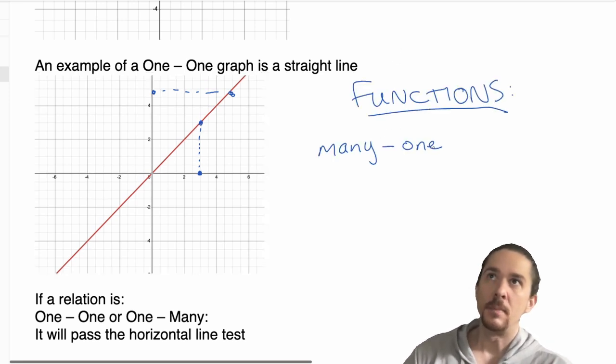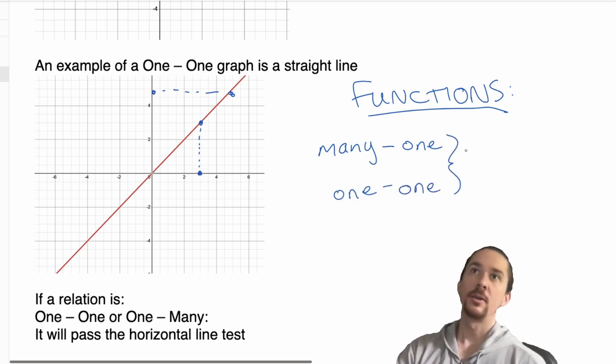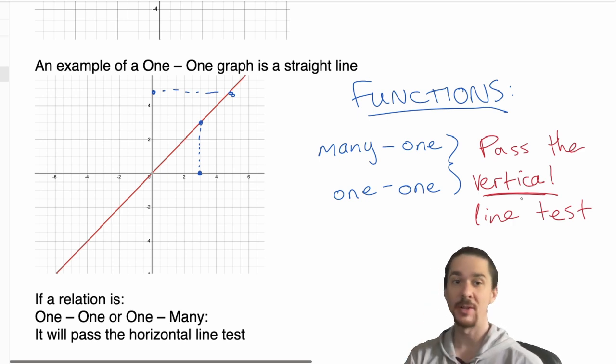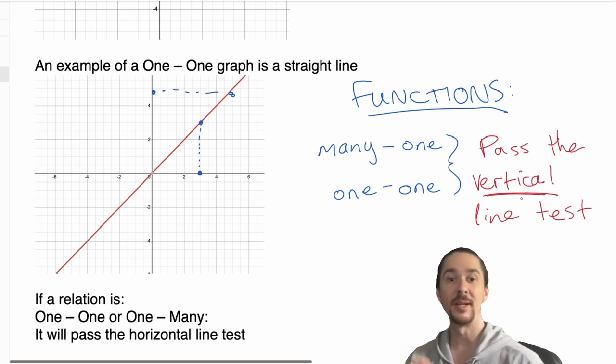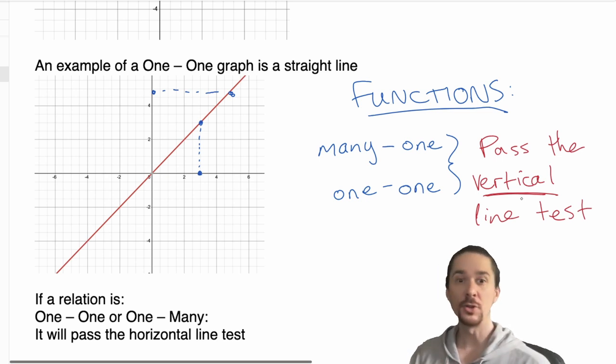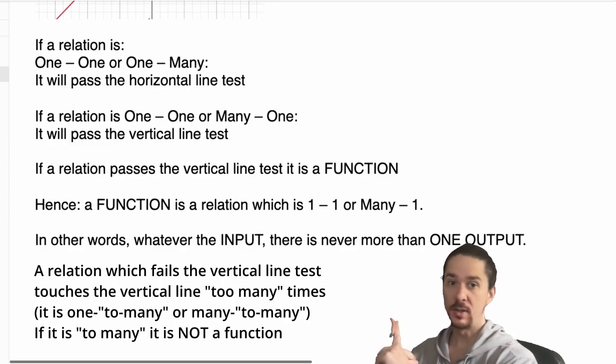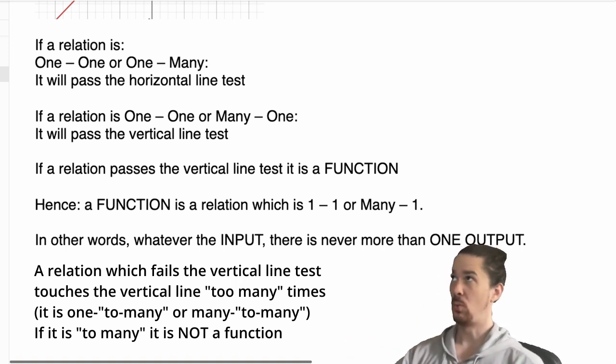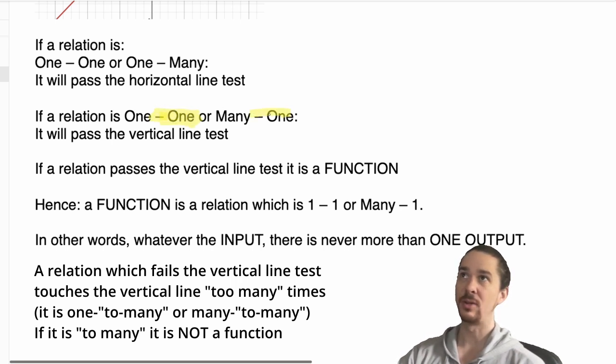Functions are many-to-one or one-to-one relations, which means they are going to pass the vertical line test. And it's really important that they pass the vertical line test. We don't care about the horizontal line test when we are identifying if something is a function. Some functions will pass the horizontal line test and some will not. The vertical line test is the one that matters. If a function is one-to-one or one-to-many, it will pass the horizontal line test. If a function is one-to-one or many-to-one, it will pass the vertical line test. We're interested in it ending with to-one.